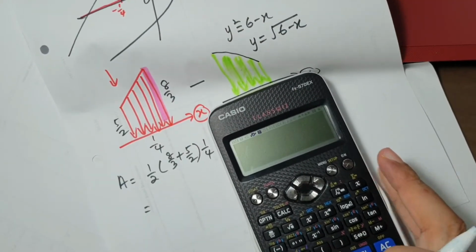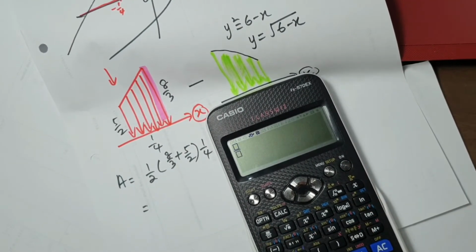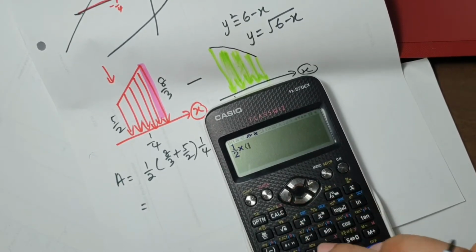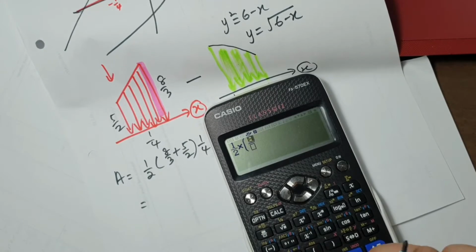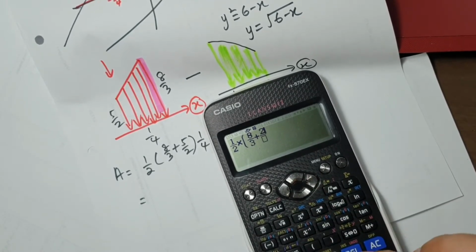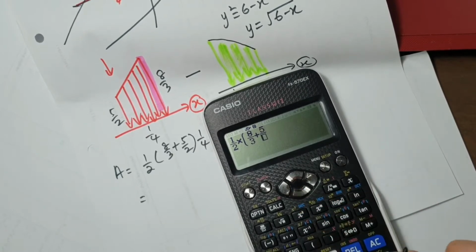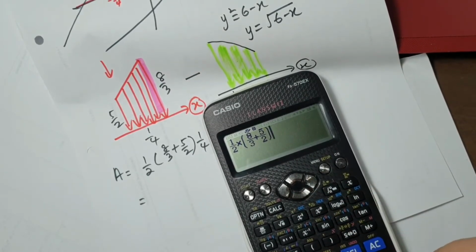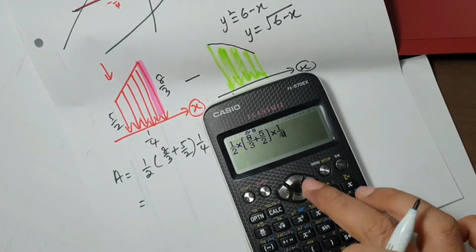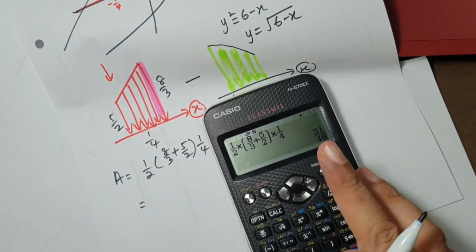Okay, half, okay, times bracket 8/3 plus 5/2 close bracket times 1/4. 31/48.